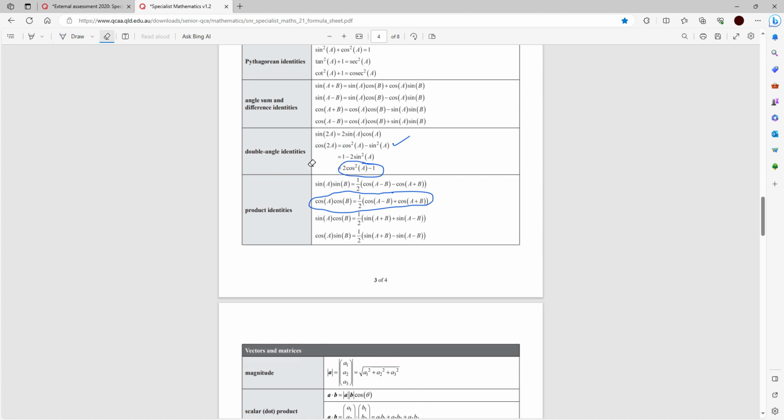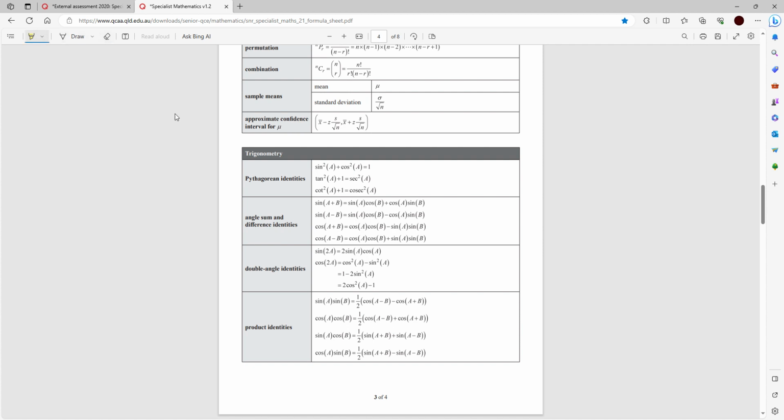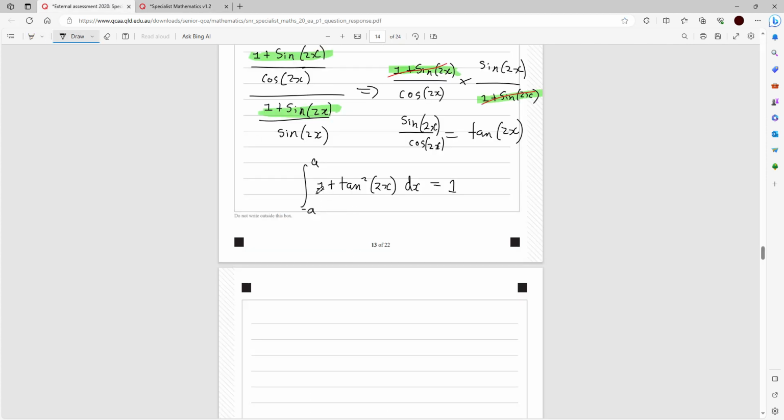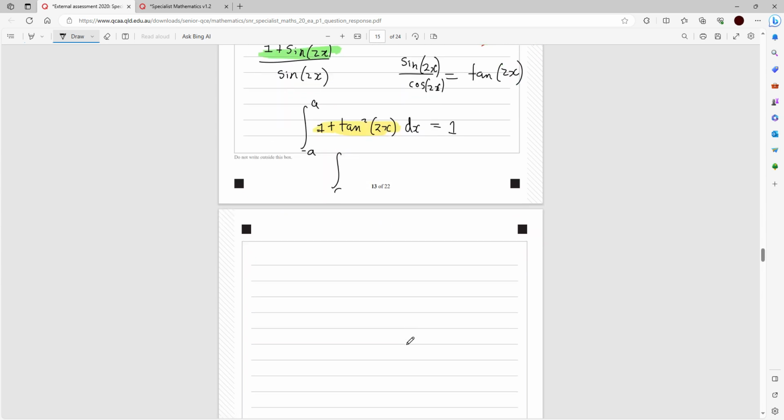So it always comes back to trig identities in this specialist external. Take a look at that one there. Does that or does that not look exactly what we have in our question here? So what you're going to do is just chuck a big bit of highlight on that, and you can replace that. Let's just write it down here because I'm lazy. The integral from negative a to a of sec squared 2x dx equals 1.